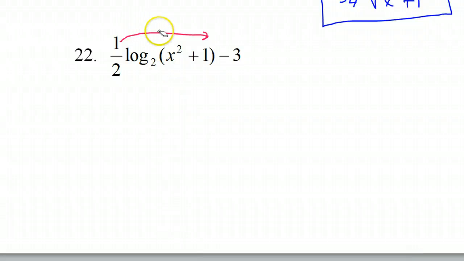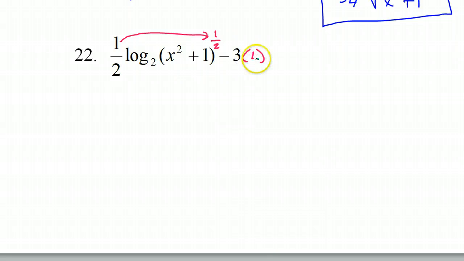Alright, number 22 is kind of a special problem because we have to deal with this 3 sitting here in our faces, mocking us. Now, this 1/2 is going to come over and become a power, so that's great. But what about this 3? Well, first of all, we needed to have a log on it to be able to condense. We can't just have a number. This needs to be a log expression. So this is how I'm going to do it.